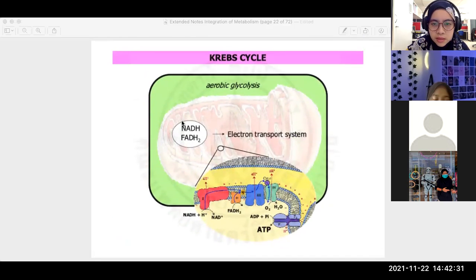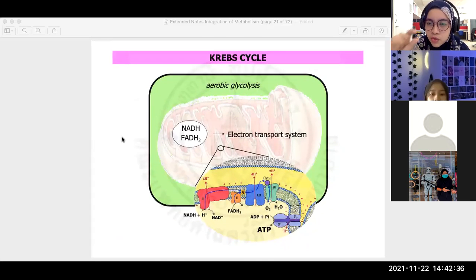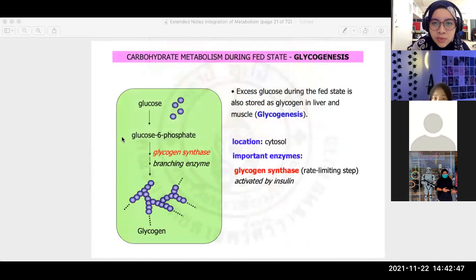Remember again, in fed state, we have covered glycolysis. During the fed state, there is high glucose in the blood, so glycolysis will take place because we need to break down the glucose from our diet. The next process is glycogenesis. As the name suggests, glycogenesis means the synthesis of glycogen. Glycogen is the storage form of glucose. Now that we have taken a lot of glucose in our diet, it needs to be stored, right? So that's when glycogenesis takes place.